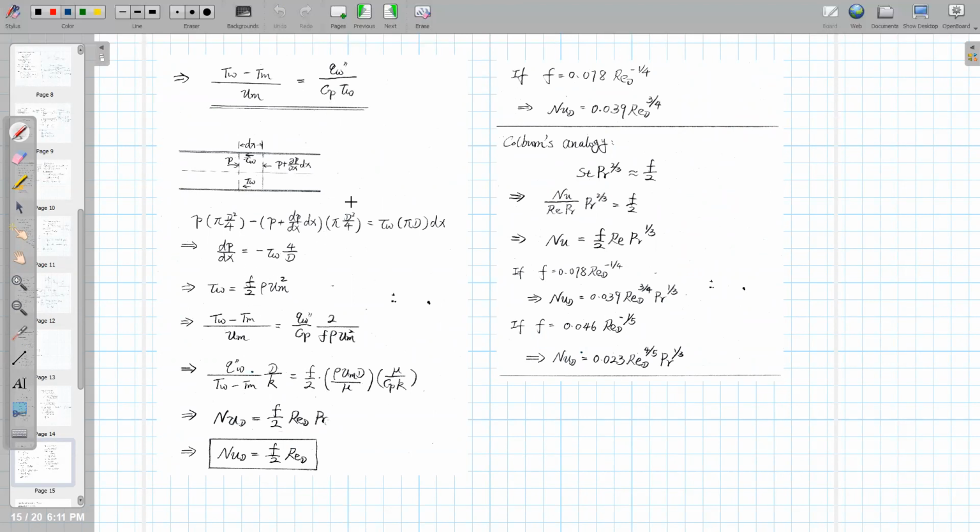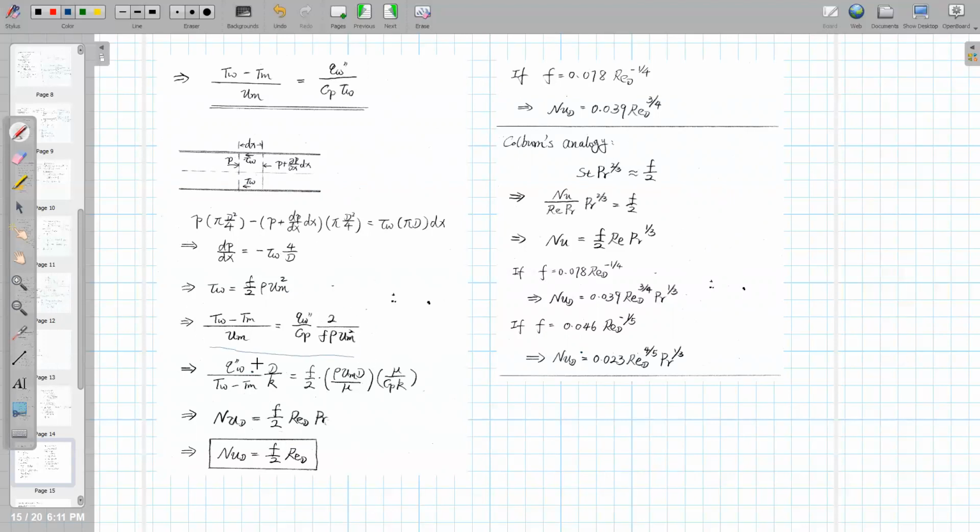So just replace this one to here. So you get that TW minus TM divided by UM will be equal to the wall heat flux divided by Cp times 2 over F rho UM square. Okay, so this is the result.